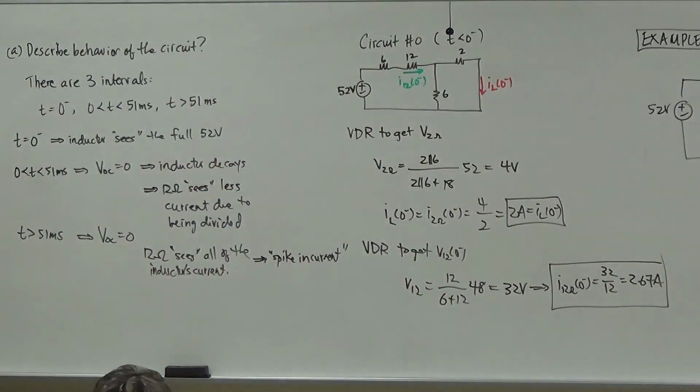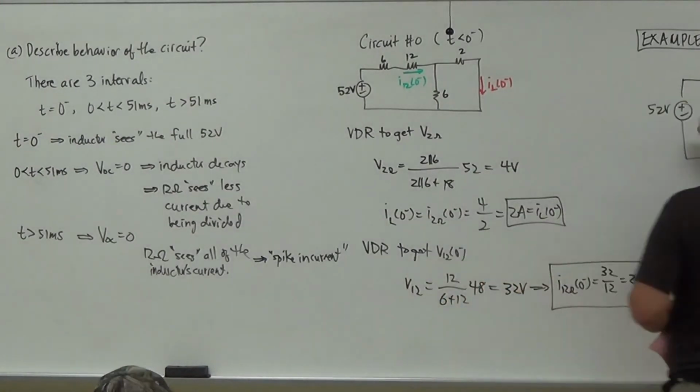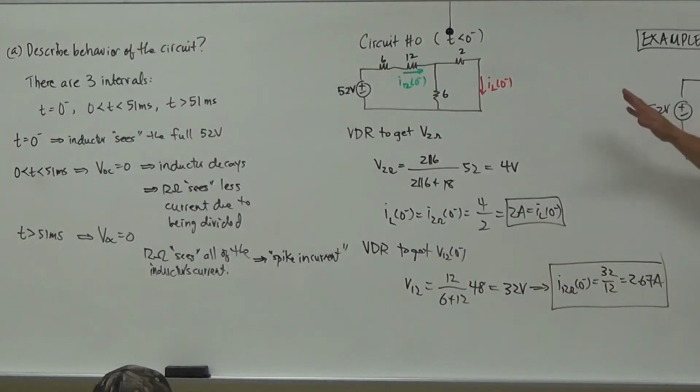Okay. So now I got my two currents for circuit number 1. What happens now? The switch is thrown. This switch is thrown here, kills everything else, so now I have a decaying circuit. So now I'm at circuit.